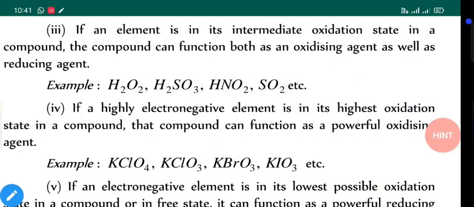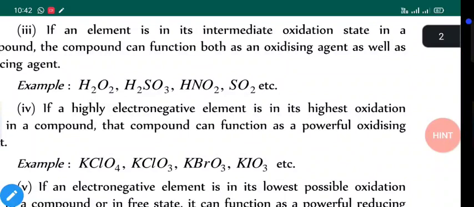Then the next point is, if a highly electronegative element is in its highest oxidation state, not only the highest but a few of the highest states, then the compound can function as a powerful oxidizing agent. Now, why not only the highest but some of the highest?